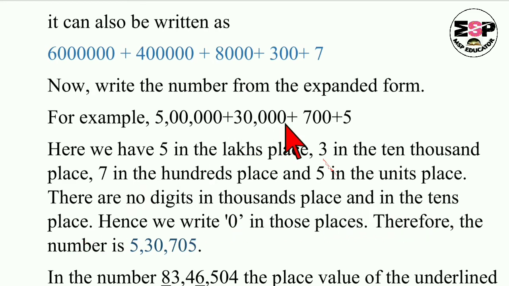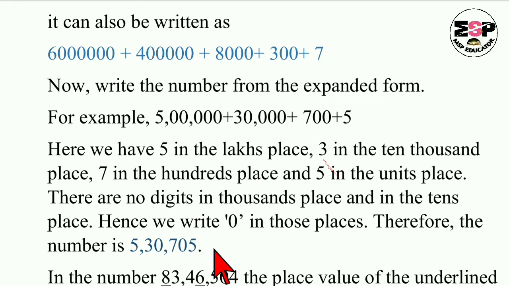The 1000 place is also not visible here, a 4 digit number is not visible, and a 2 digit number is also not visible here. Hence we write 0 in those places. When we prepare the number, what will we write at the 1000 place and the tens place? We will write 0. Therefore the number is 5,30,705. See children, here we put zero at the 1000 place and sorry, at the tens place also we put zero, so our 5 lakh number is prepared properly.